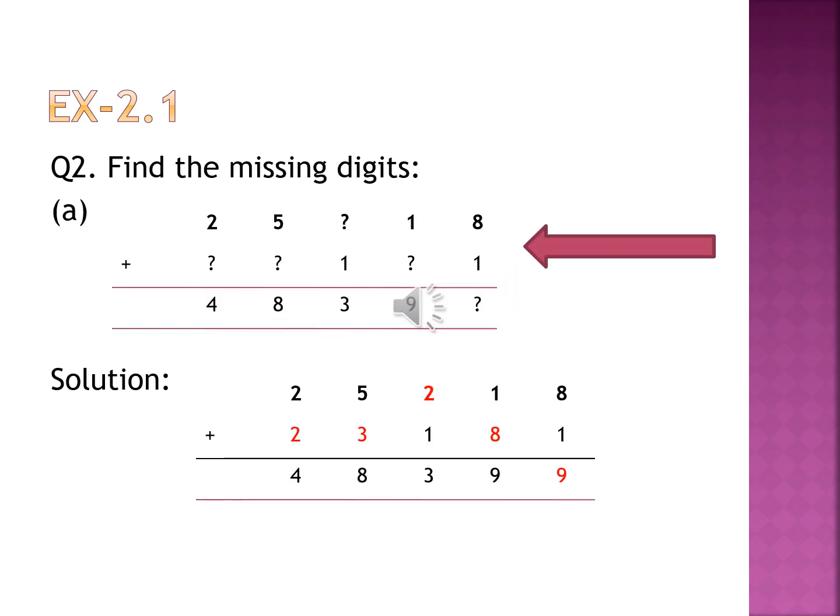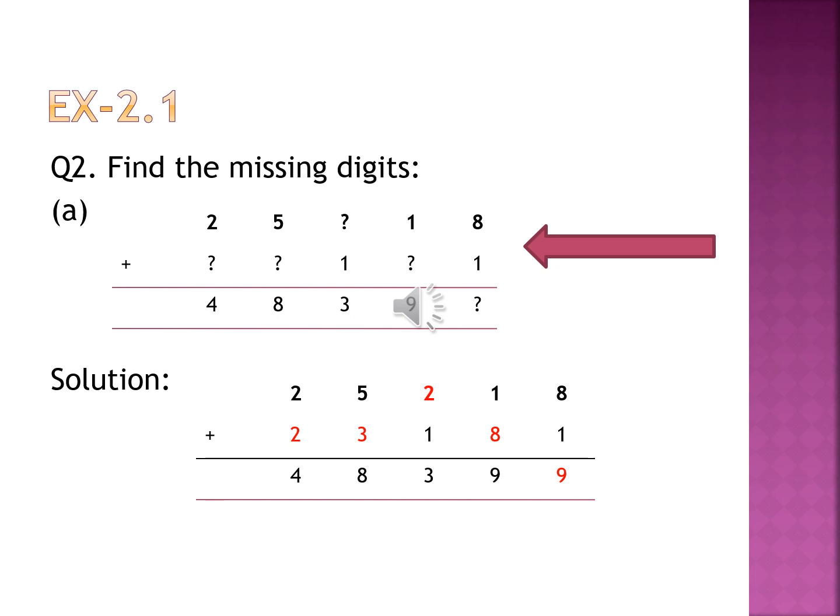Exercise 2.1, question number 2, find the missing digits. I have inserted question mark at the places where the digits are missing. So 8 plus 1 is equal to question mark. This is very easy. 8 plus 1 is equal to 9. At tens place, 1 plus blank is equal to 9. It is again very easy. 1 plus 8 is equal to 9. Now at hundreds place, dash plus 1 is equal to 3. Again easy. 2 plus 1 is equal to 3. Thousands place, 5 plus blank is equal to 8. So 5 plus 3 is equal to 8.